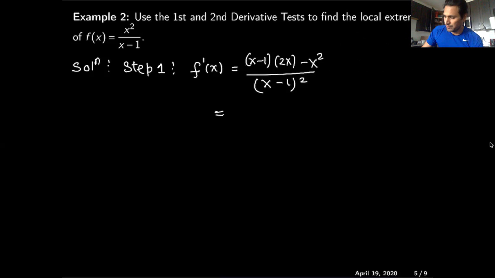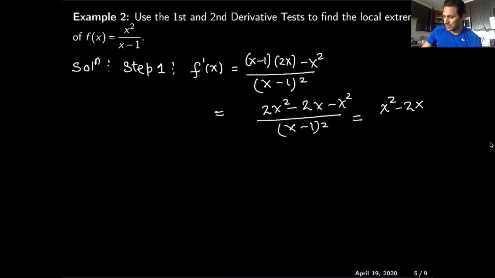By simplifying the top, it is 2x square minus 2x minus x square, and it is all divided by x minus 1, squared, which gives me x square minus 2x divided by x minus 1, squared. So that is the derivative of the function.